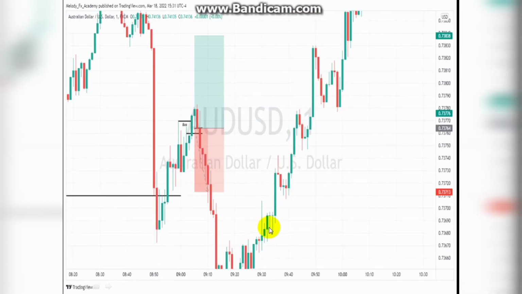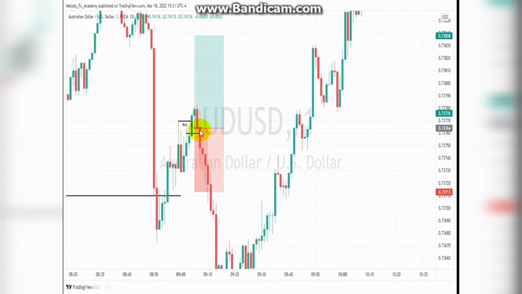So I took an aggressive entry right here. This is that old sell side liquidity taking off. Price dipped into it and was trading up, so I was looking for my shift in market structure. I got one here, but there was no fair value gap, so there was no trade.